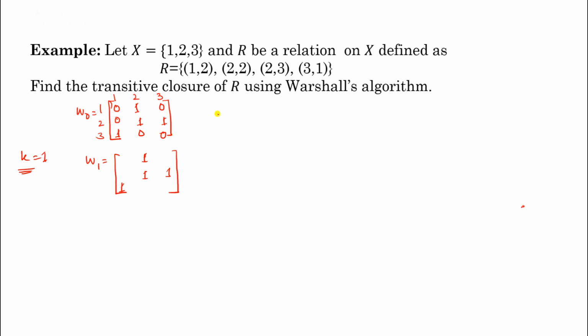Now check the second rule: Aik equal to 1 and Akj equal to 1. Here k equal to 1, it means Ai1 equal to 1 and A1j equal to 1. If it is so, then Bij equal to 1. So we have to identify the ith row and jth column, here in the first column and first row.